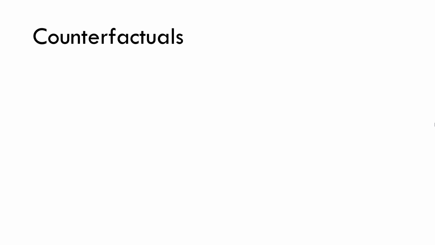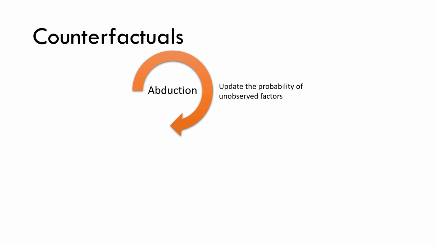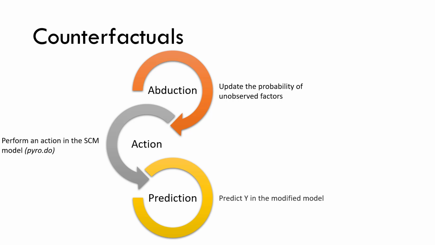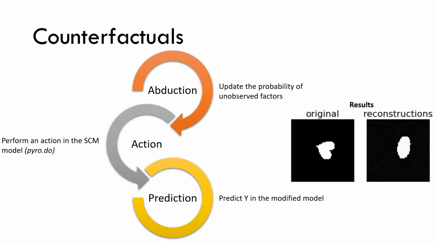So let me walk you through 3 steps of counterfactuals. First, we perform abduction, where we update the probability of unobserved factors. Followed by action, where we perform an action in the SCM model, for example, pyro.do. Thereafter, we perform prediction, where we predict y in the modified model. And that's where we see the promising result of our structural causal models.